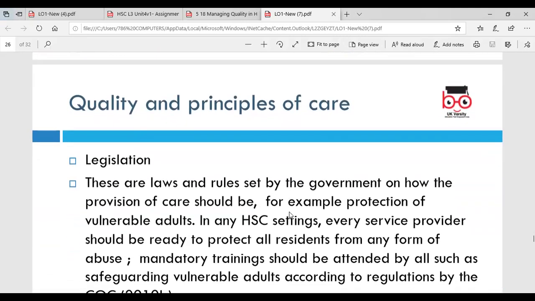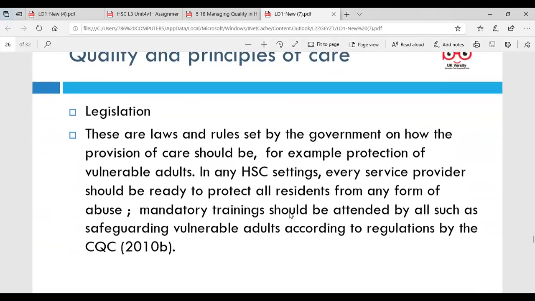So just talking about legislation, there are certain laws and rules in place. These are by the government on how the provision of care should be. And this is like, for example, you have protection of vulnerable adults.